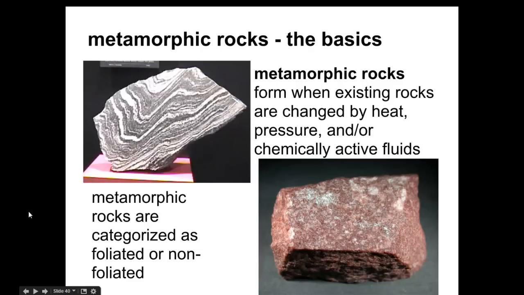Metamorphic rocks form when existing rocks are changed by heat, pressure, and/or chemically active fluids. You can see two different metamorphic rocks in this picture. Again, let's start with the rock on the top left corner. What is distinctive about this rock? I bet you said it was the pattern of black and white stripes that runs throughout it.